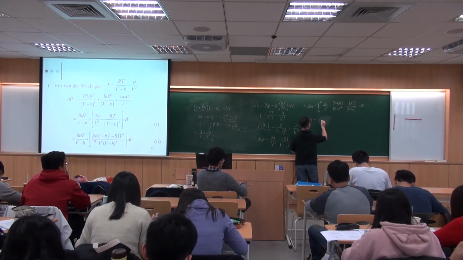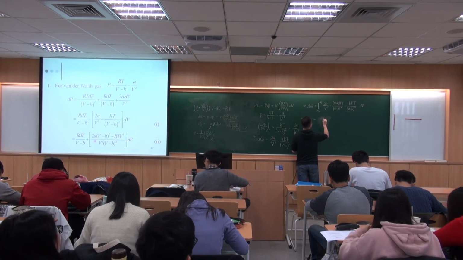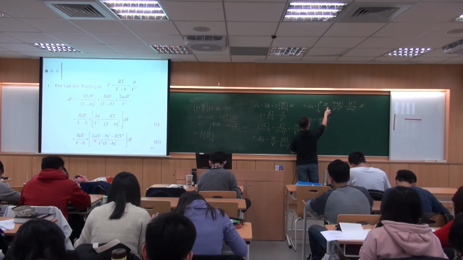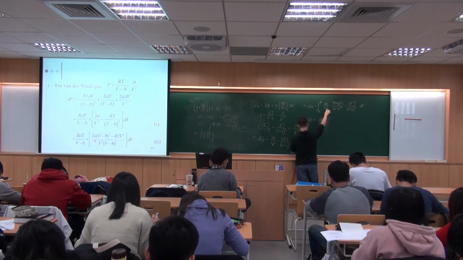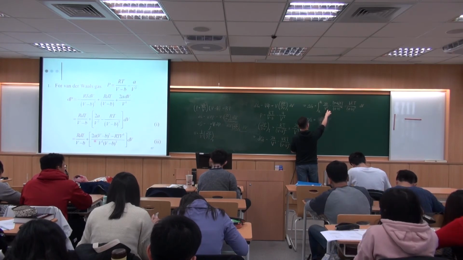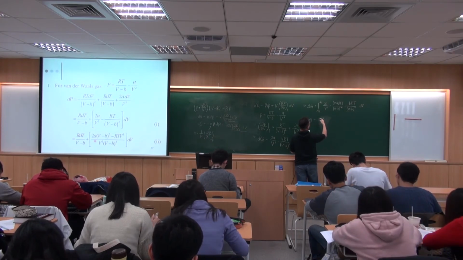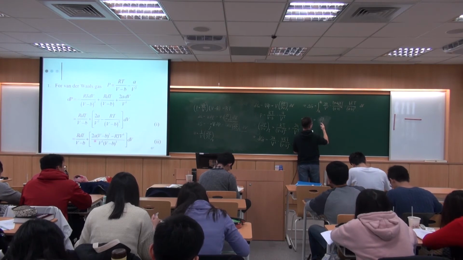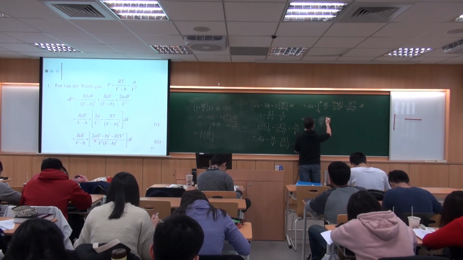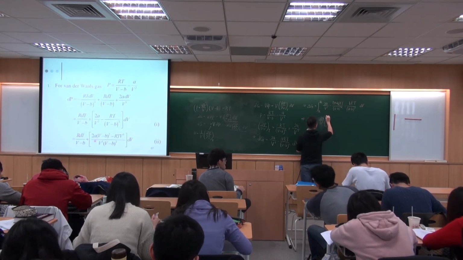Sorry about that. Minus 2a over v, because originally it's minus 2 over here, and then it turns out to be minus 1 here. And also the order is v minus 1. And then we plug in this.